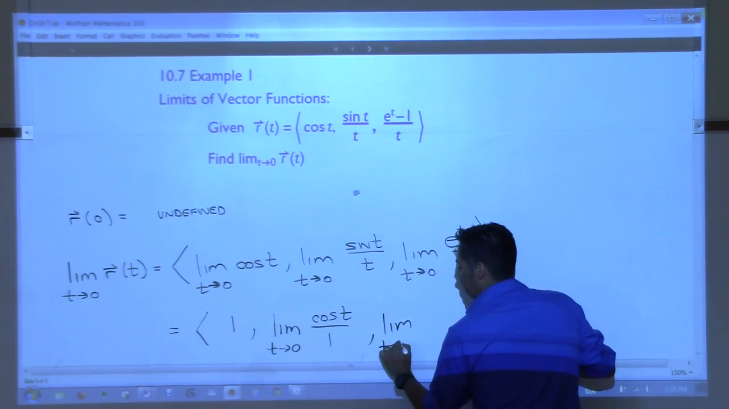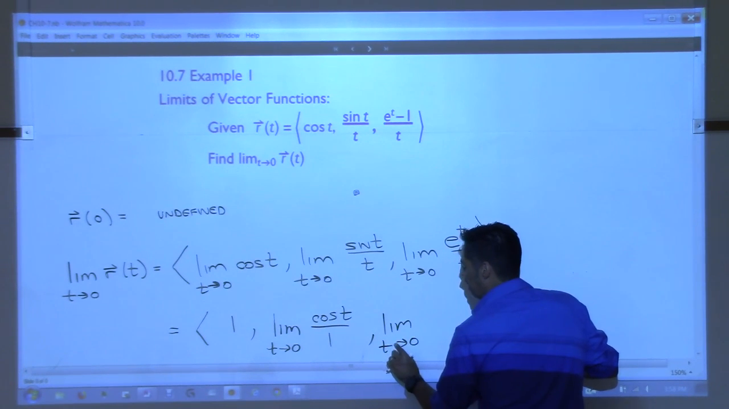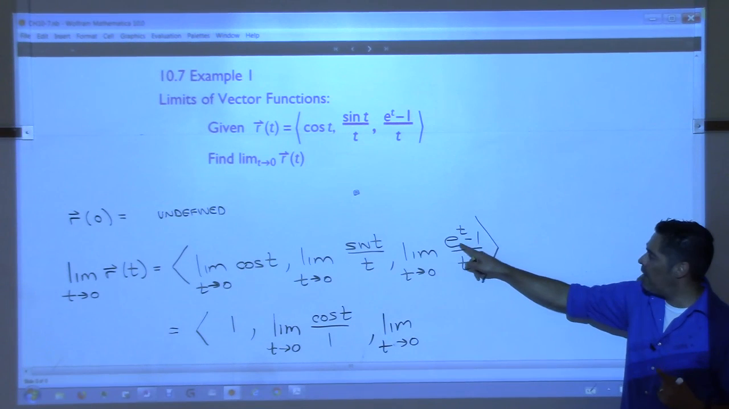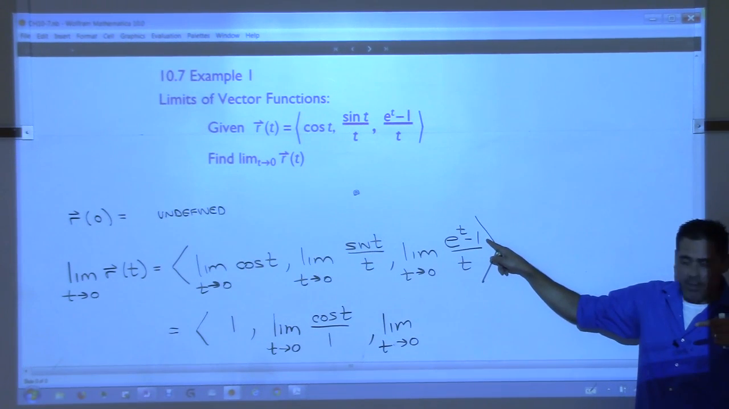Do we have a problem here? Do we get something indeterminate? So as t goes to 0, e to the 0 is 1. 1 minus 1 is 0. So we get 0 on top and 0 on the bottom.